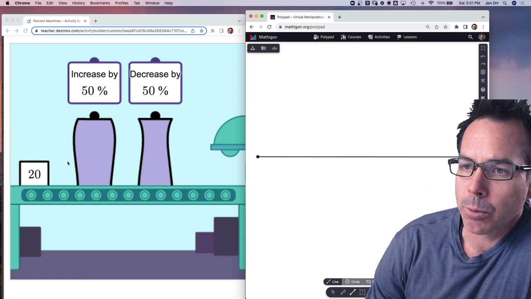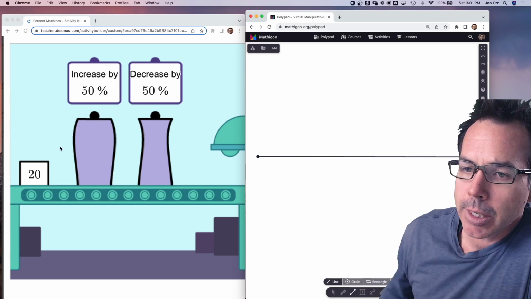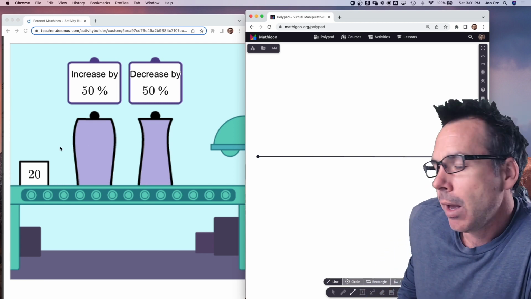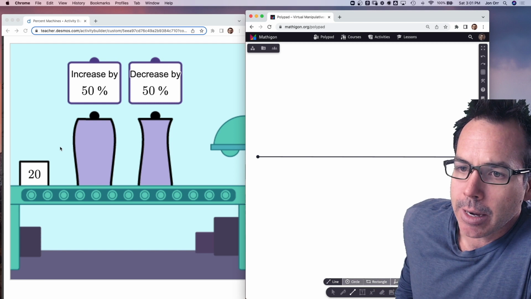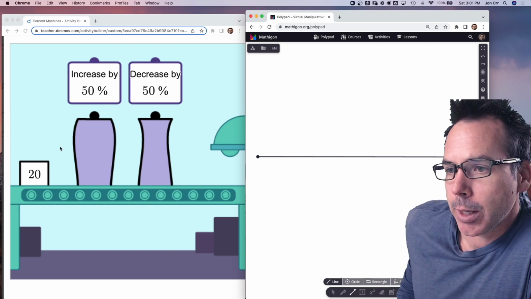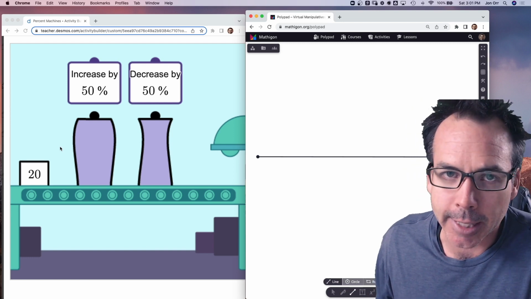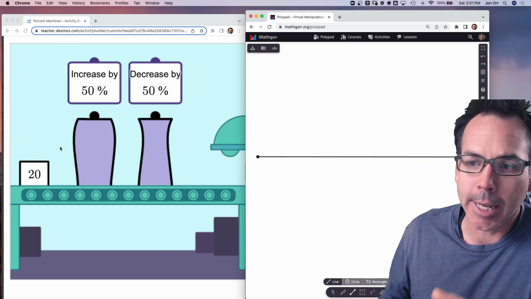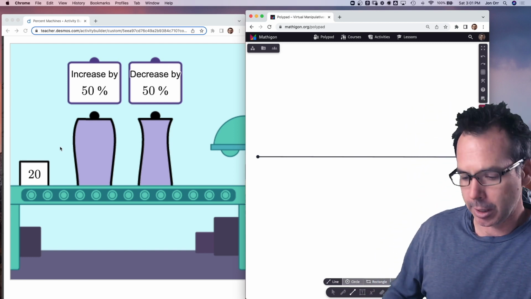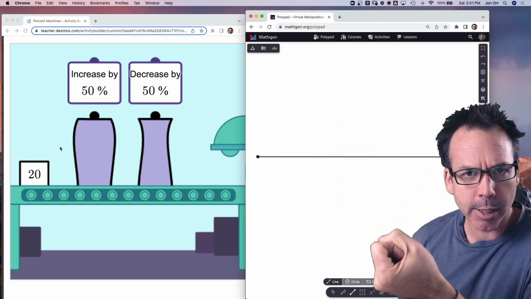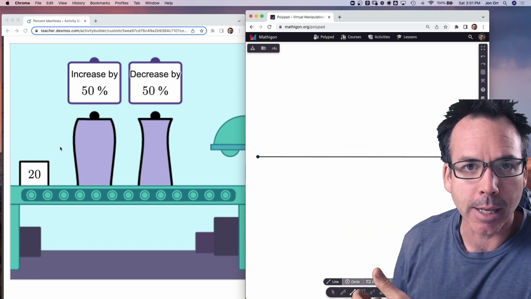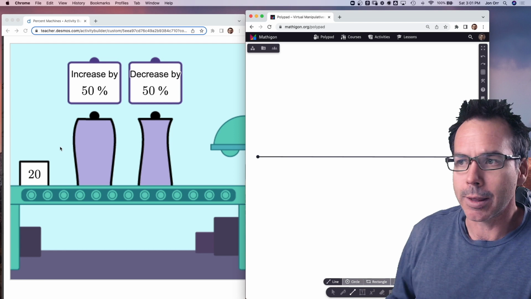And first, it's going to go through machine number 1, which is going to increase that number by 50%. And then it's going to decrease that output by 50%. And the question we want to know is what number comes out the other side? A lot of students are tempted to think 20 is going to come out the other side. If I'm going to increase by 50% and decrease by 50%, isn't that just going to give me back the same number? We want to explore this here with us.